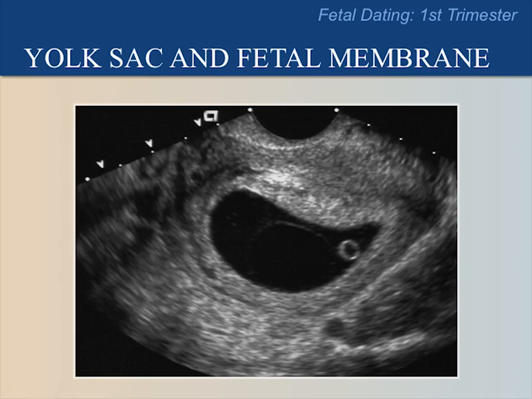This is another normal early pregnancy without seeing a fetus. This sagittal image shows the uterus, gestational sac, yolk sac, and fetal membrane. Please pause the video now to identify these structures within the group. Here we have outlined these structures. A thin membrane is sometimes seen early in pregnancy, but usually not later unless you see the membrane between twins.